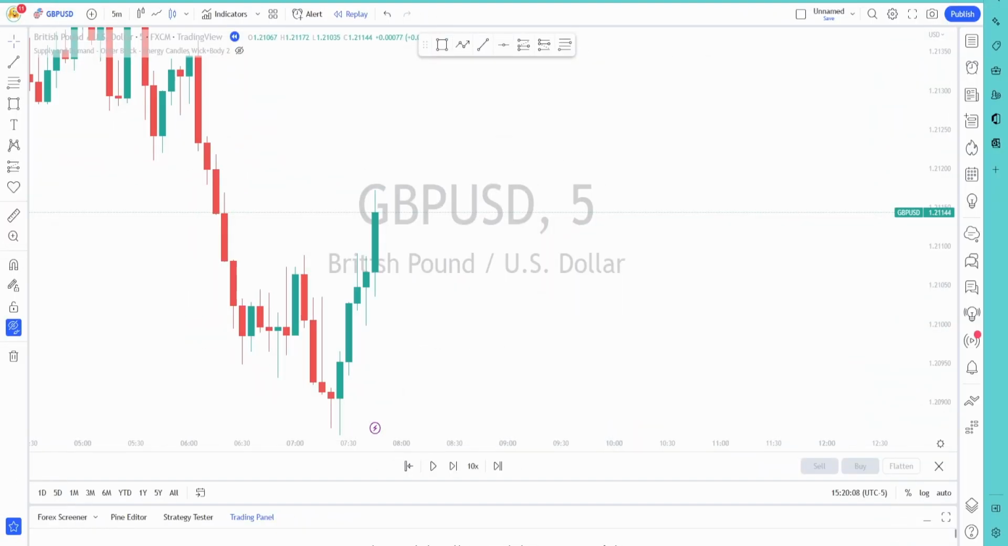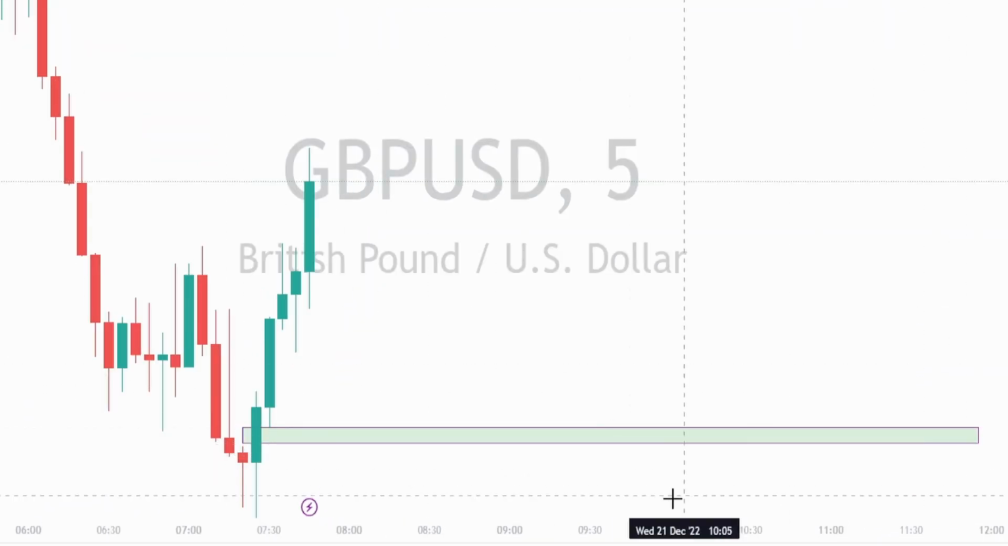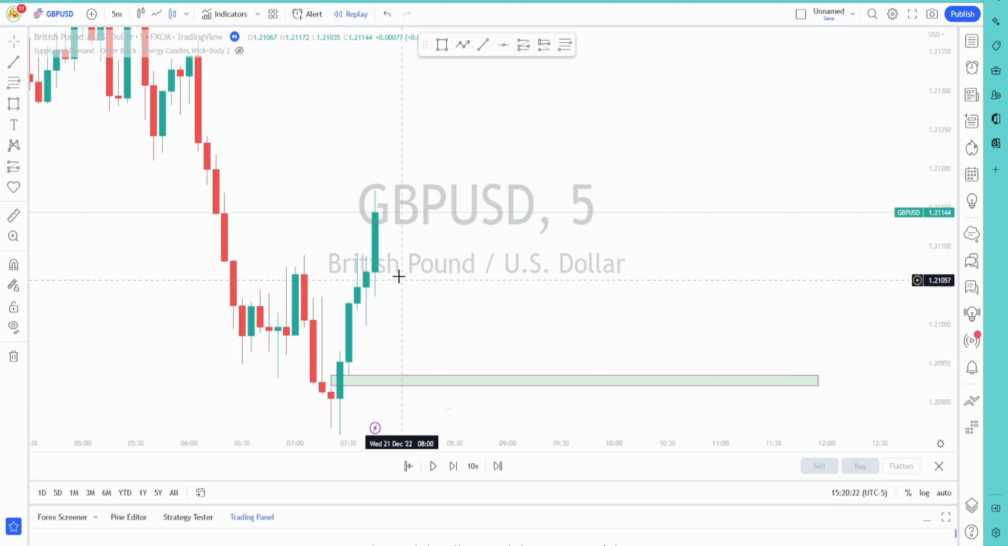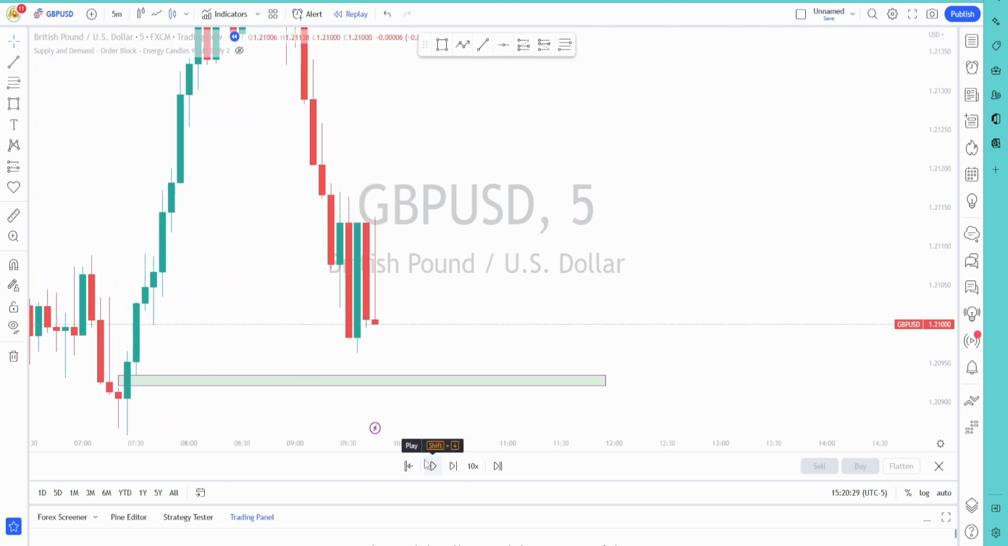Okay, we're looking at GBP USD. Same thing. Price breaks above. We're looking for the furthest point away, which is right here. You mark your area off and you are patiently waiting for price to return to this area before getting in on the trade.